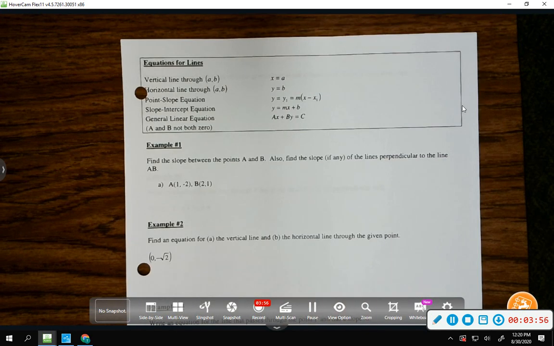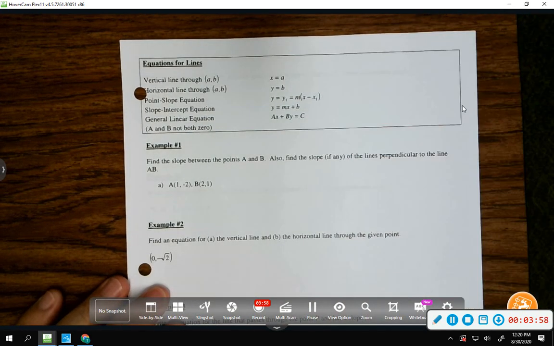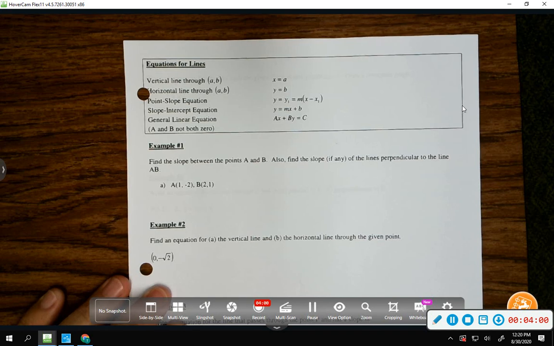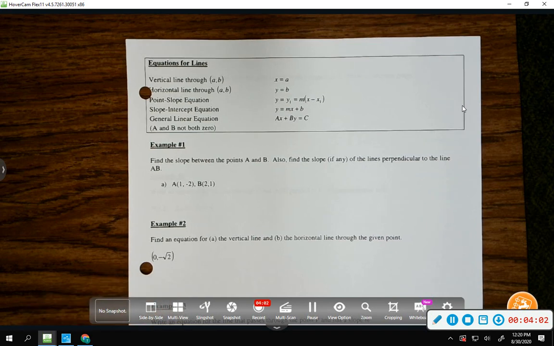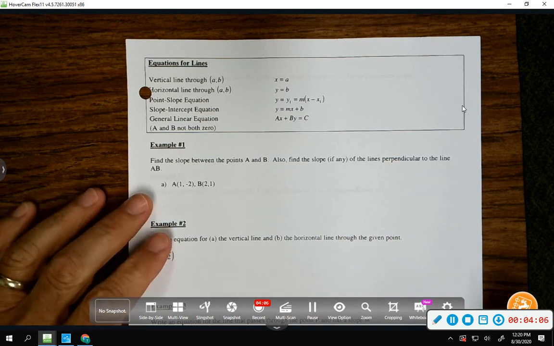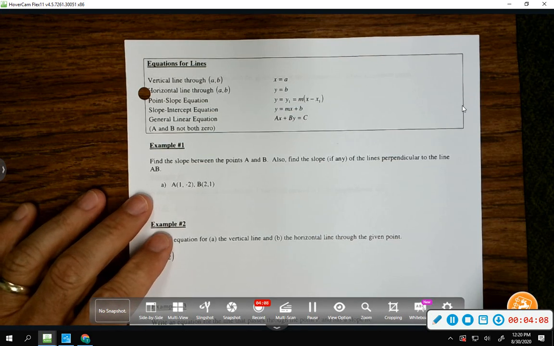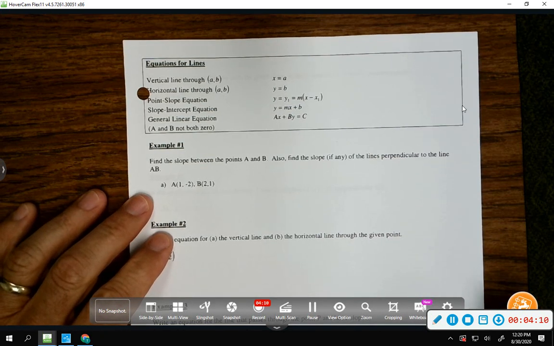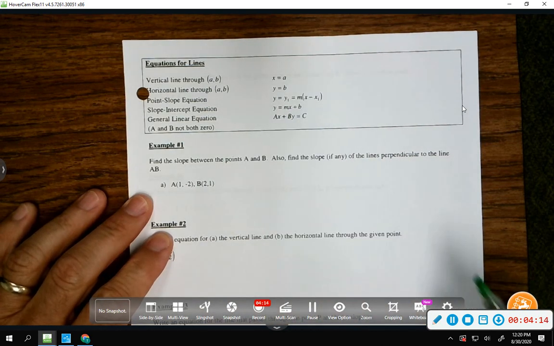For your notes, I just summarized it all right here. A vertical line through a point, we have to remember, is x equals the x coordinate. It's on the first test. Because it's very critical that we know the difference between a vertical line and a horizontal line. A horizontal line through a point is y equals the y coordinate.